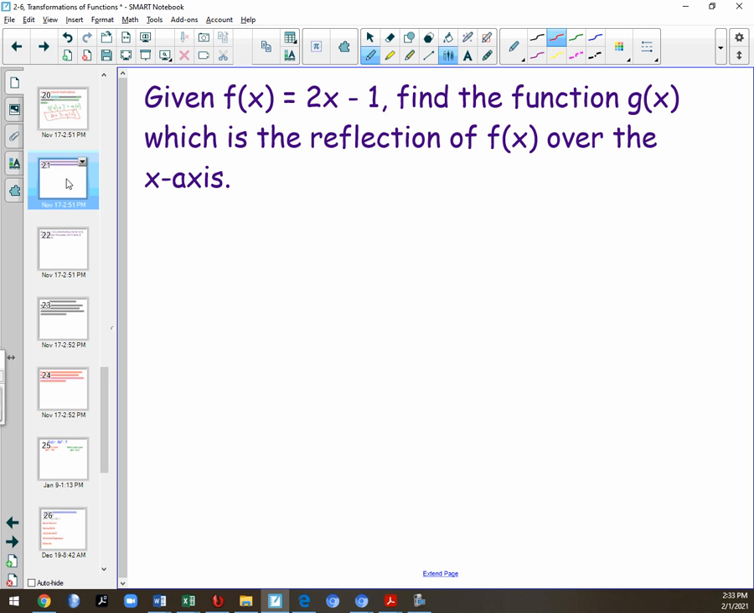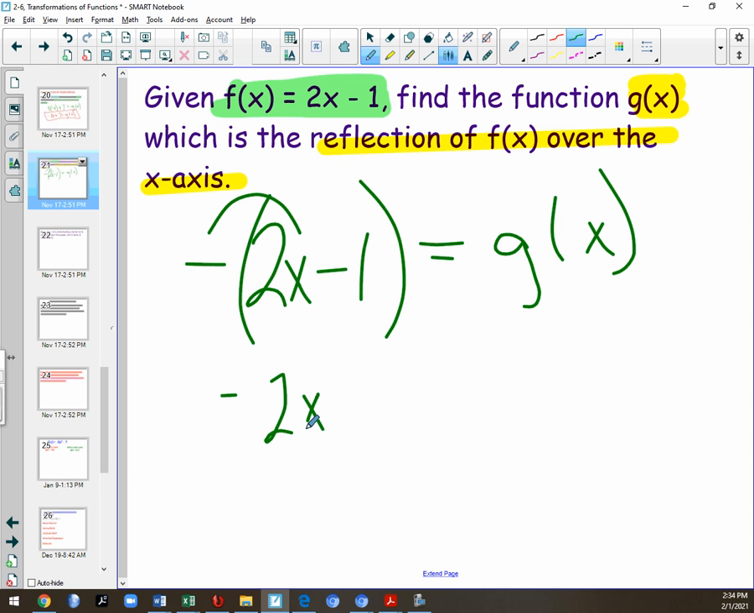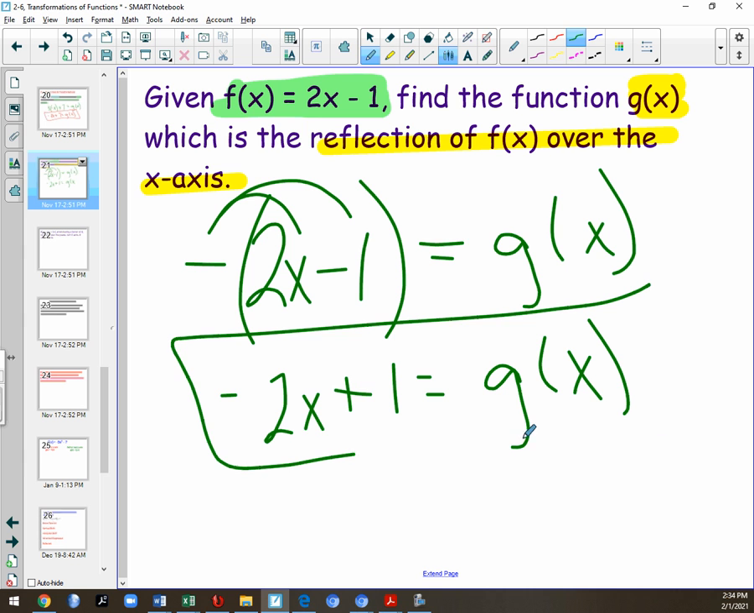Next, f of x equals 2x minus 1. This is my original function. Now I want you to find g of x, and this time it's the reflection of f of x over the x-axis. If I'm reflecting it over the x-axis, I'm taking 2x minus 1 and multiplying the entire function by a negative. This is your g of x. If I distribute that, I get negative 2x plus 1 is equal to g of x. That is your new function.